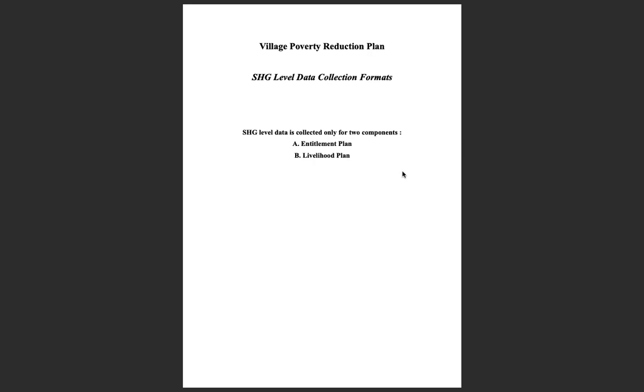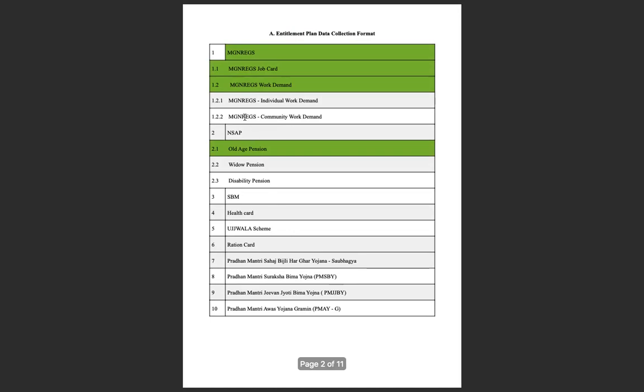Good morning everyone. Today we will learn how to do the village poverty reduction plan, and in that we will learn how to do the SHG level data collection formats. We all are aware that the SHG level data is collected only for two components, which is the entitlement plan and the livelihood plan. So today in this format we will learn how to fill the entitlement plan and the livelihood plan.